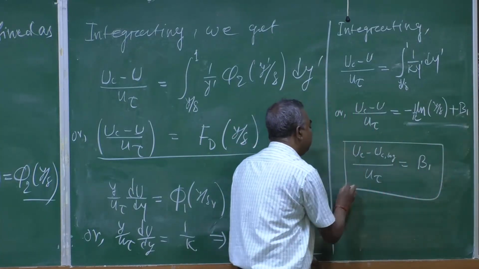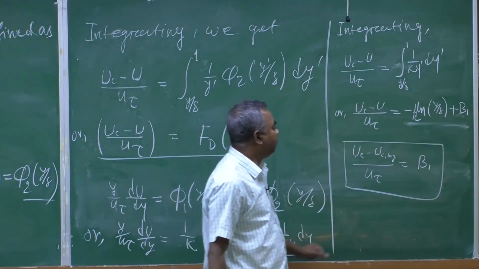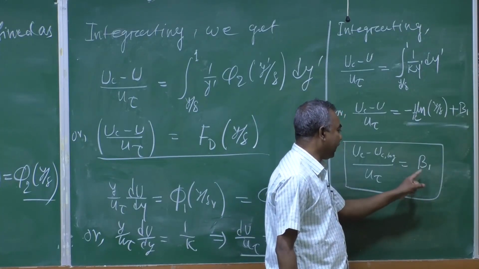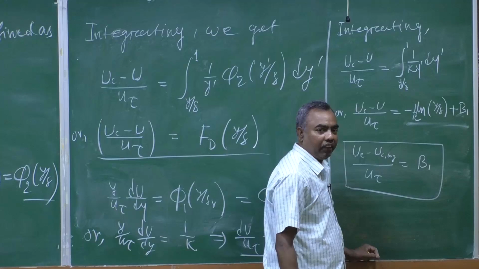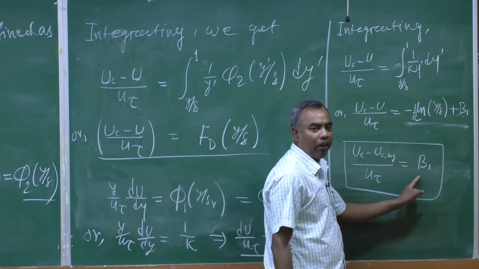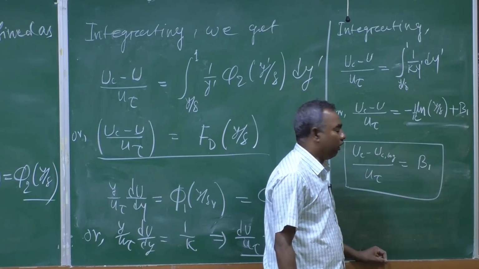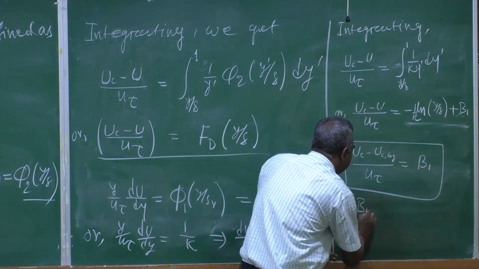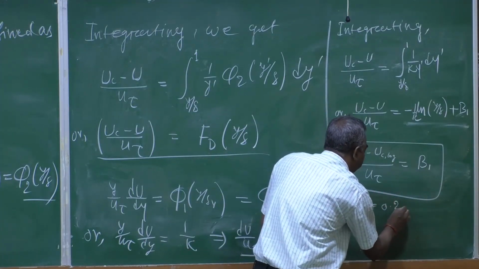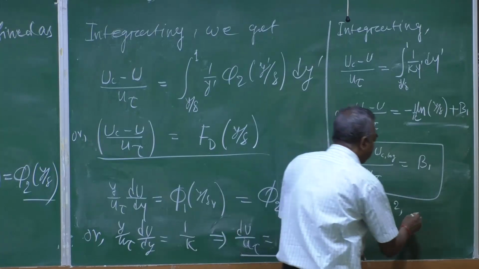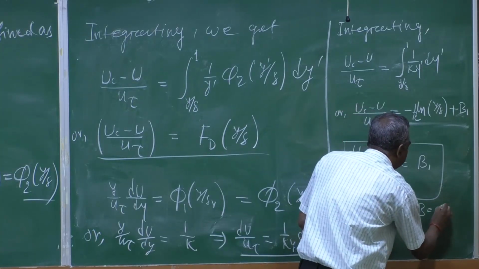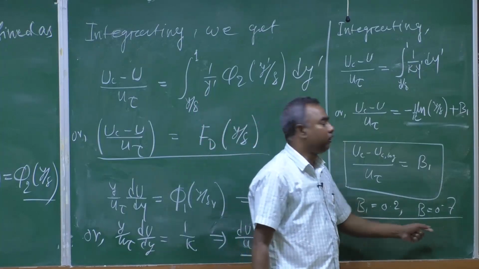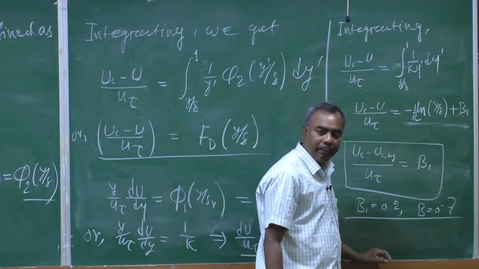This is what you get, b 1. From experimental data as well as from numerical data, it is found that the value of b 1 is very small. For example, using DNS data, the b 1 value is found to be 0.2, whereas experimental data shows the B value is 0.7. Both these values are small, that is what it says.